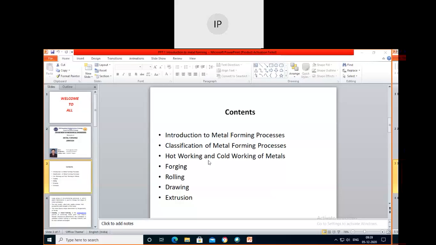Another type is based on the working temperature. This is most important. Based on the working temperature, we have the hot working condition and cold working condition. Clear? See, what is the hot working process?